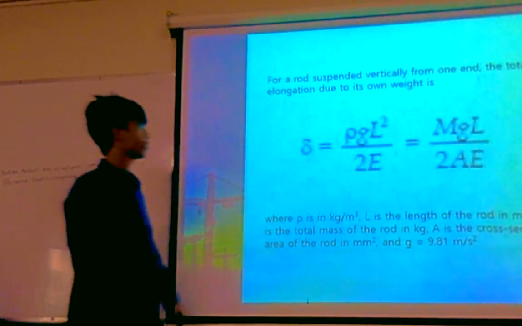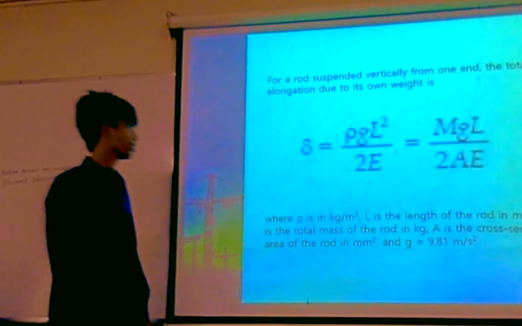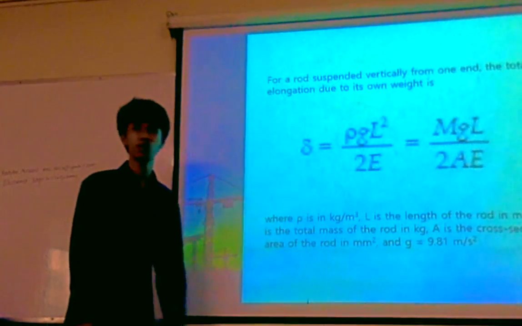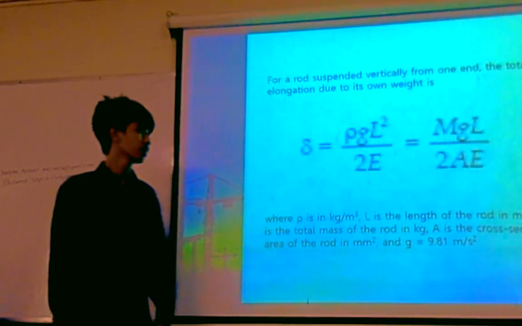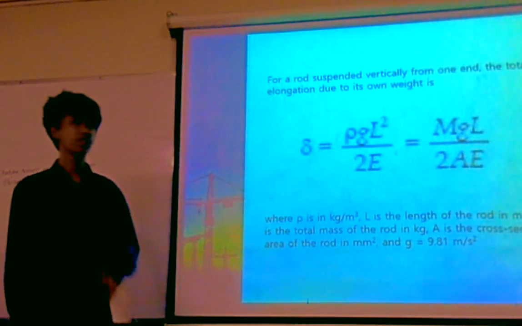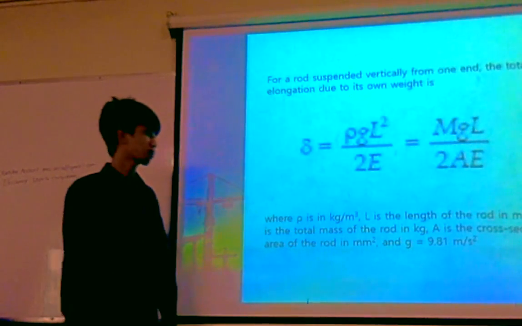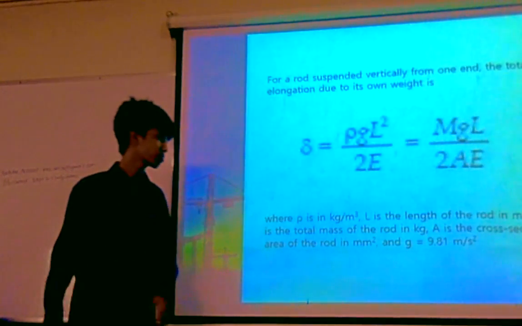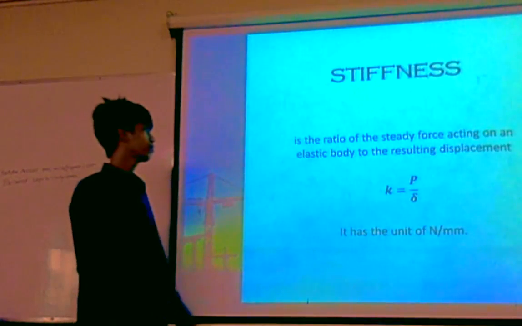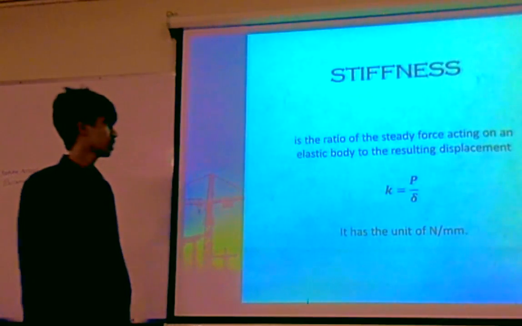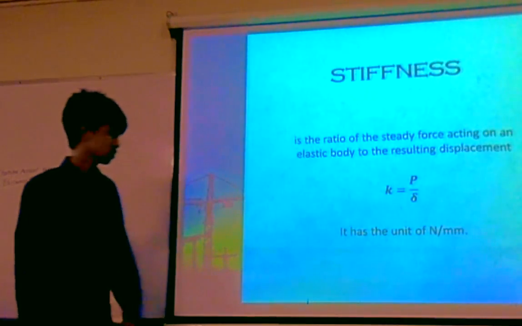For a rod suspended vertically from one end, the total elongation due to its own weight is this one. So we can say that for vertically suspended materials, it doesn't need a force for it to have elongation. Sometimes its own weight can make it elongate. Stiffness is the ratio of the steady force acting on an elastic body to the resulting displacement.